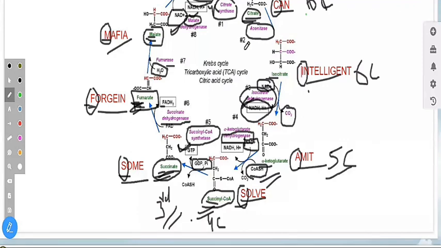In the next video we are going to discuss the energy released from these substrates and how the energy is formed in the next steps.